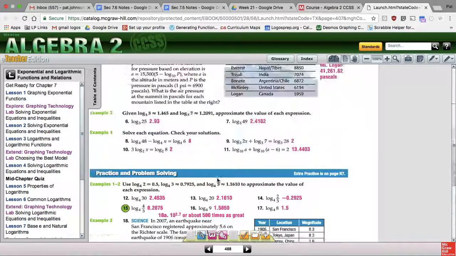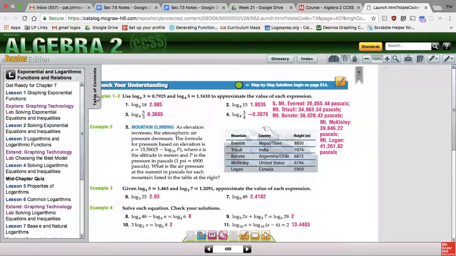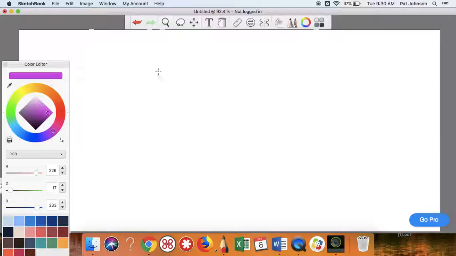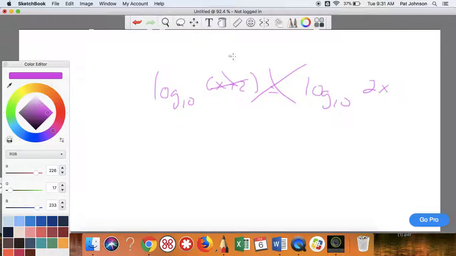So you're just using the properties which mimic exponents, and you have to know them. Remember, it's a product of the arguments, the quotient of the arguments. It has to be one term in each, otherwise the property does not apply. So you cannot say the log base 10 of x plus 2 equals the log base 10 of 2x. That is not the property, because you have more than one term as the argument. If you had 2x, then it would say log base 10 of 2 plus log base 10 of x. That's what the property says.